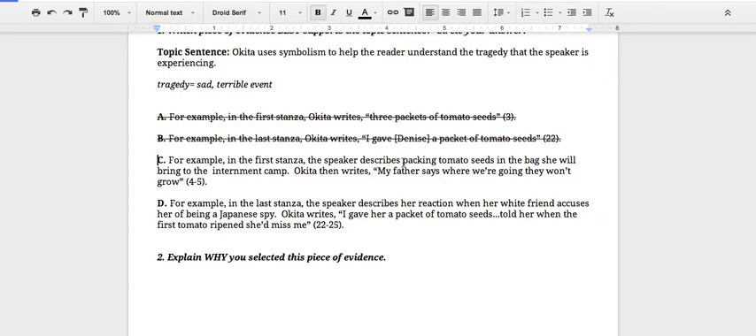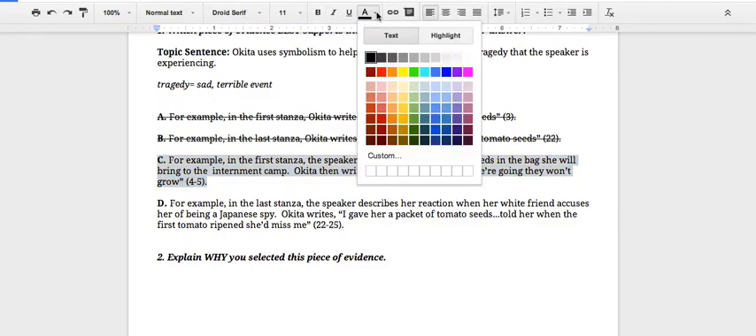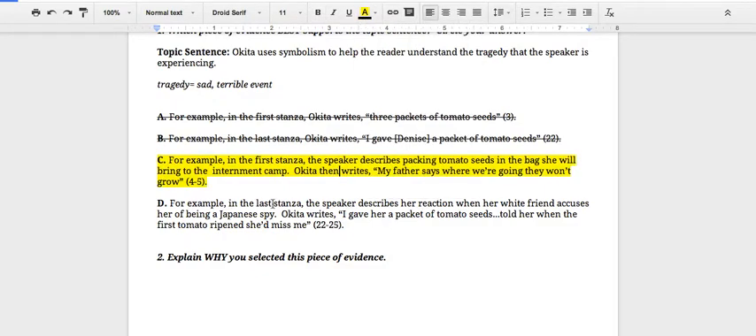The tomato seeds here might be a symbol. I'm getting more of a hint that they might be a symbol. And then my quote, "my father says where we're going, they," meaning the tomato seeds, "won't grow." Now this is sad, the thought that bringing seeds to a place where they're not going to grow, the idea that where we're going is this mysterious place where life cannot be supported. There's some stuff going on here. With good commentary where I prove what the symbol is, this evidence could work well. So I think C is a good possibility. Let's highlight it in yellow.